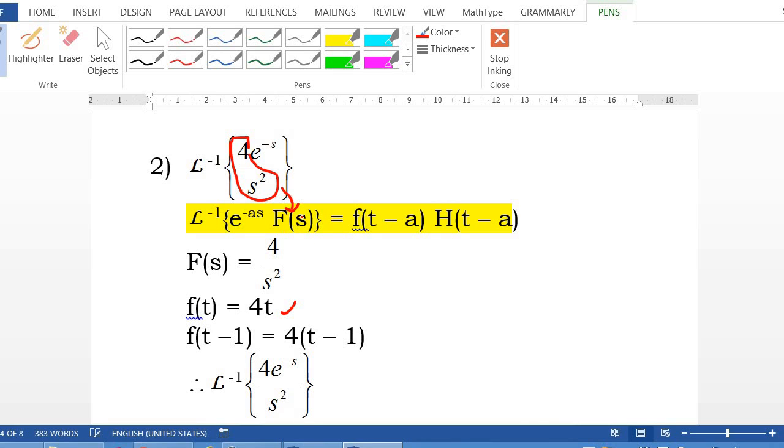You get 4t. And then the inverse Laplace of e^(−as)F(s), the result is f(t − a)H(t − a). Here a is 1, so it is f(t − 1)H(t − 1). To get f(t − 1), t here becomes (t − 1). That's why the result f(t − 1) is 4 times (t − 1) multiplied by H(t − 1).